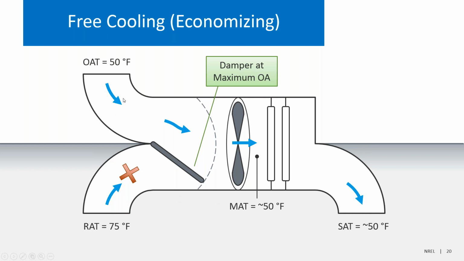So in this case, because the outside air temperature is 50 degrees Fahrenheit already, that's quite cool. We don't need to run our cooling coil. We can actually just supply this outside air directly to the space, not recirculate the return air, and do what is called free cooling. So we're providing free cooling energy to the system by leveraging the temperature of the outside air. So that's what's supposed to happen.